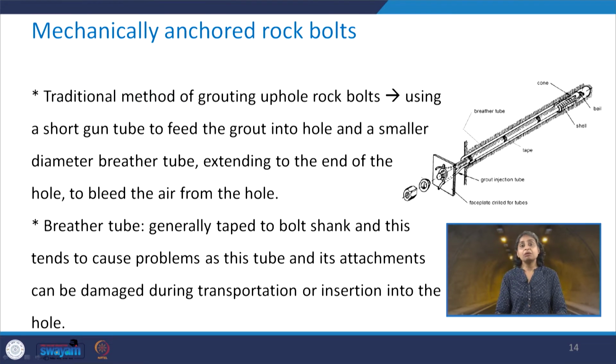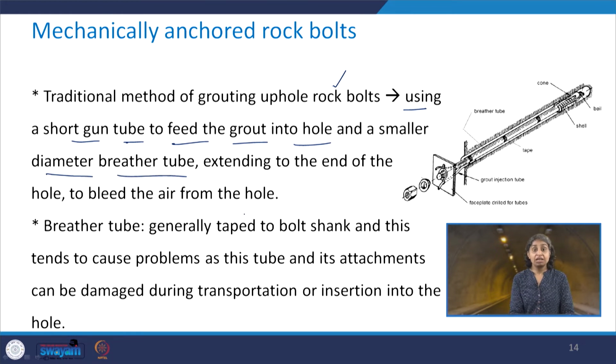The traditional method of grouting an uphole rock bolt is to use a short gun tube to feed the grout into the hole, and a smaller diameter breather tube, extending to the end of the hole, is also installed. This helps to bleed the air from the hole. So, take a look at this picture.